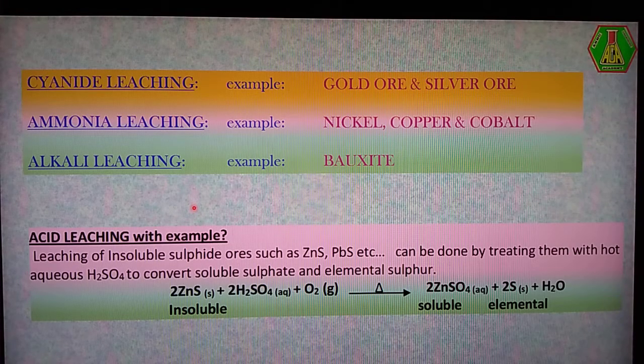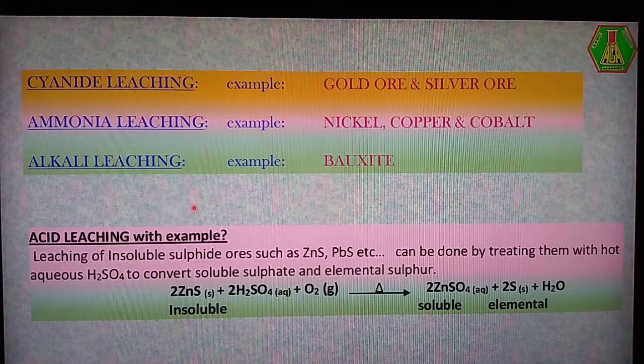In this acid leaching process, it is applicable for sulfide ores. Already I told you, galena ore and zinc blende ore are all sulfide ores. Those ores are very light weighted and hence such ores are concentrated by the froth flotation process. If we need extra pure ore, now we are introducing acid leaching.